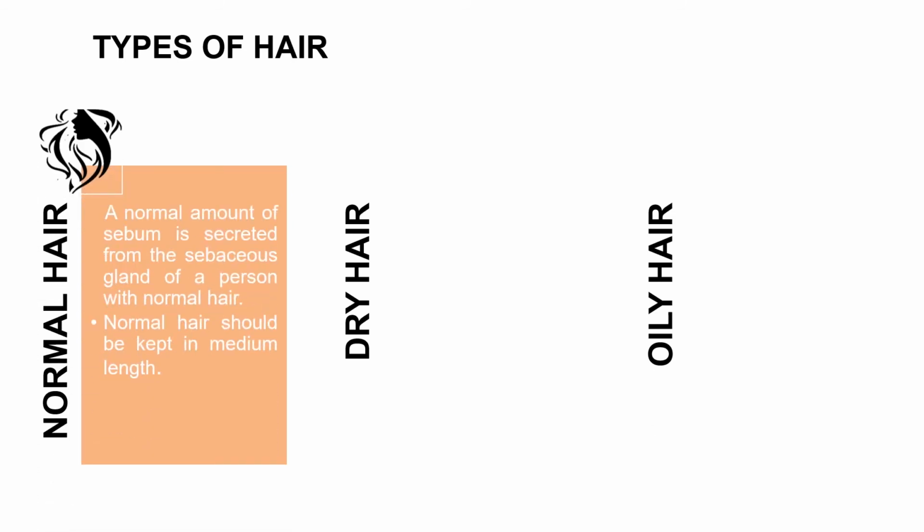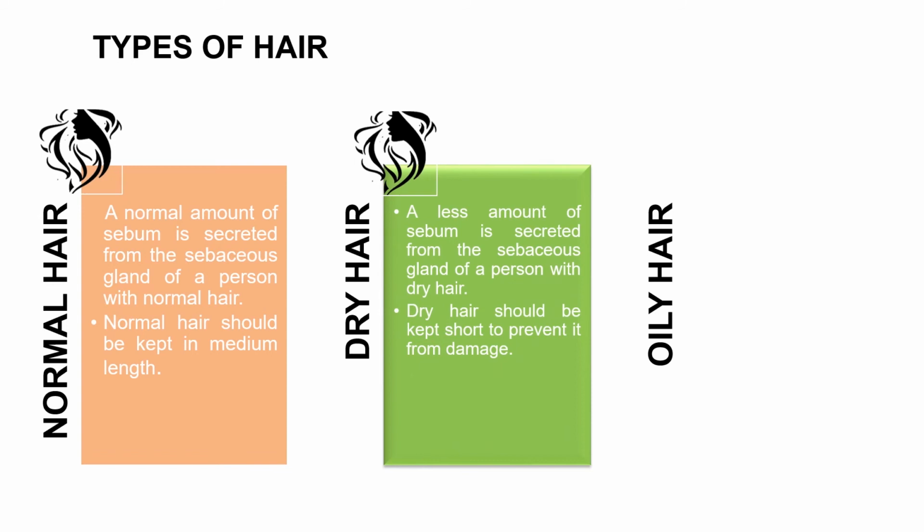Now let's see how many types of hair we have. We all know normal hair, dry hair, and oily hair. In normal hair, a normal amount of sebum is secreted from the sebaceous gland. Normal hair should be kept at medium length. What is dry hair? A lesser amount of sebum is secreted from the sebaceous gland of a person with dry hair. Dry hair should be kept short to prevent it from damage.